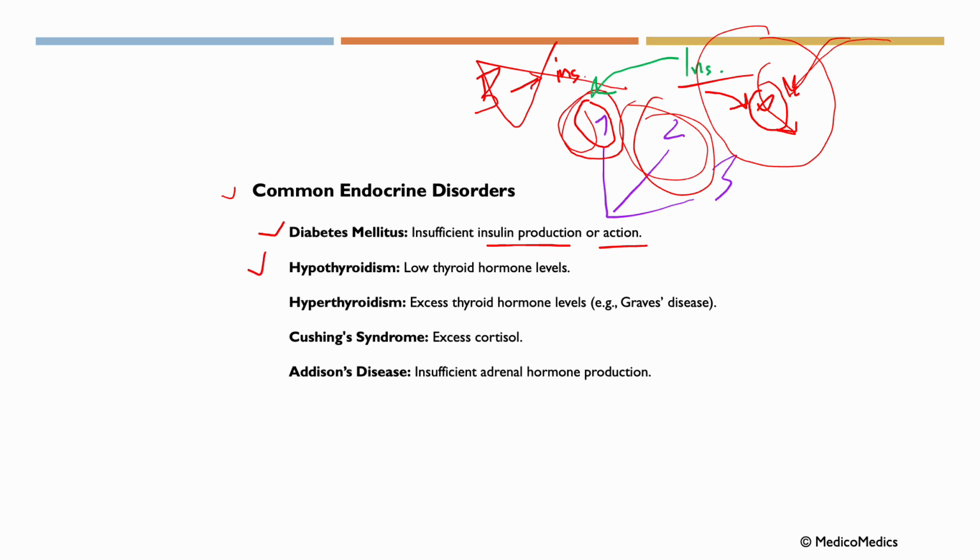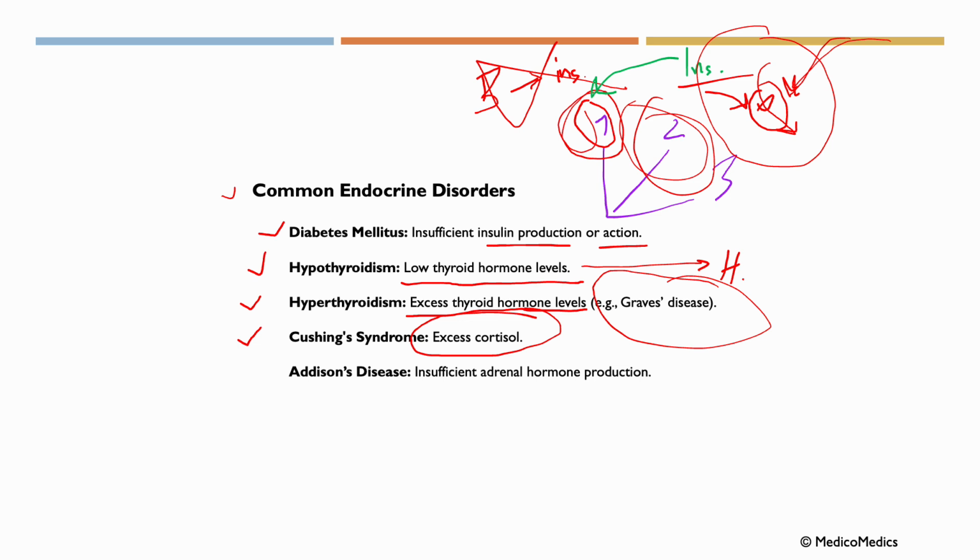Furthermore, we have hypothyroidism. This is when you have low thyroid hormone levels. A famous one is Hashimoto's thyroiditis. We have hyperthyroidism, where we have excess thyroid hormone levels, like in Graves' disease. Moving on to our adrenal glands, we have Cushing's syndrome, where we have an excess production of cortisol. Another one is Addison's disease, where we have insufficient adrenal hormone production.